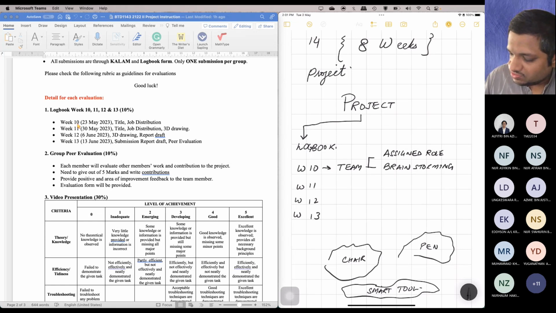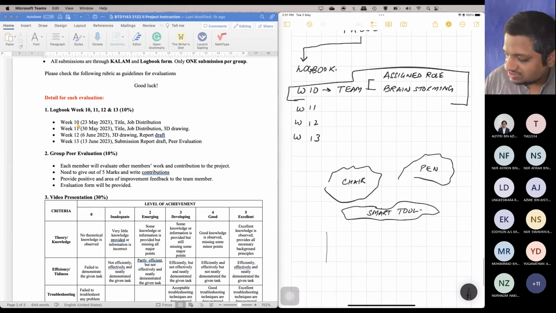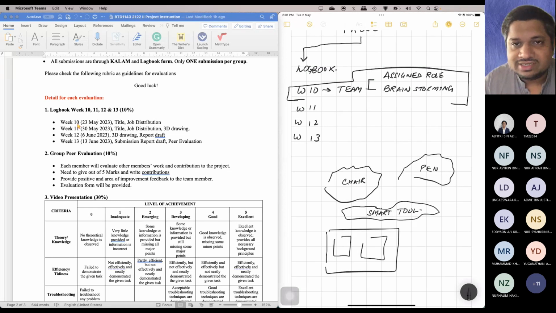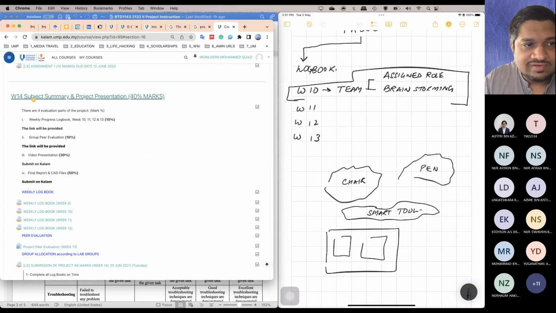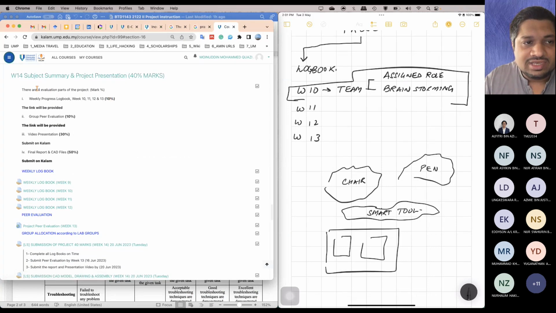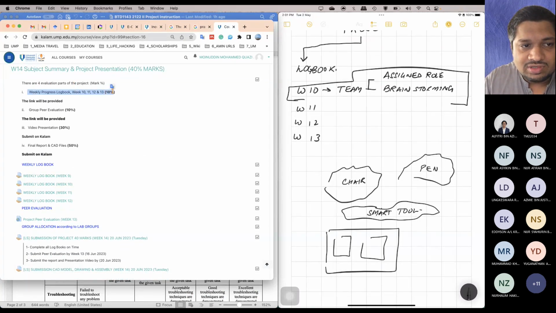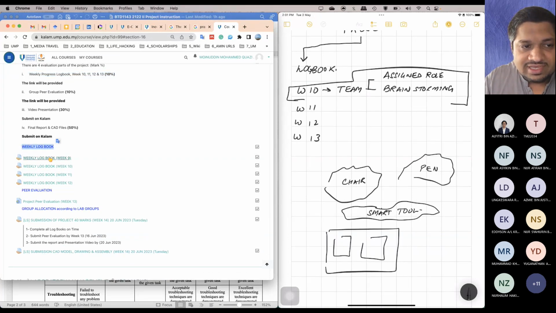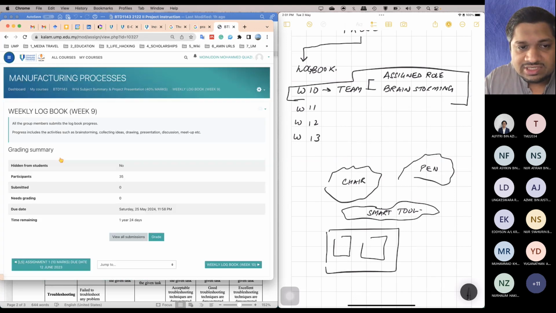So in week number 10, you need to do these activities, take pictures of yourselves together, each member working, and then you have to submit a small document, one page only, of the team members and what you have done. If you have written something, then please take a picture of it, and then you have to submit the logbook in Kalam. So you go to week number 14, project presentation. There are four parts. Number one, weekly logbook. So you've got a weekly logbook here, weeks 10, 11, 12, 13. You go and you submit your logbook here.